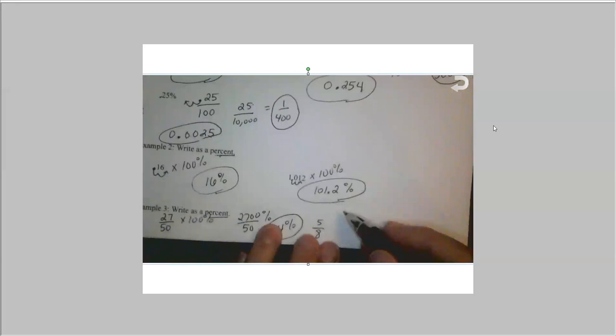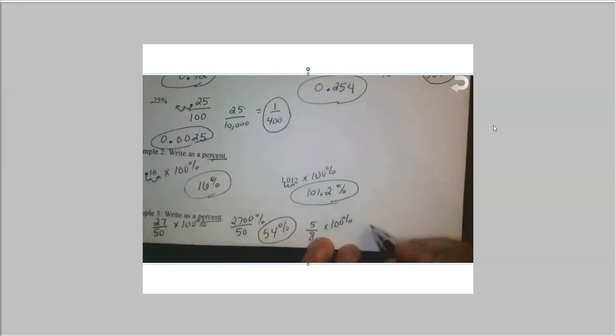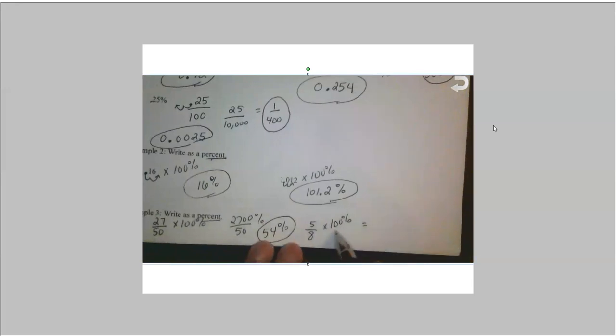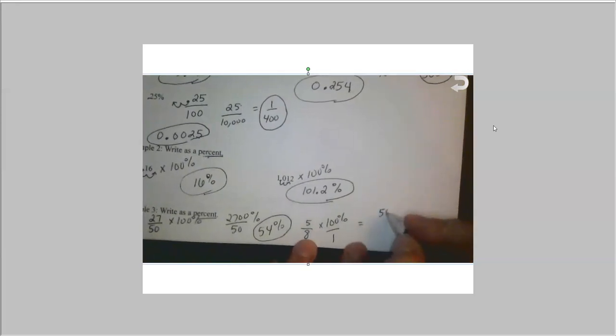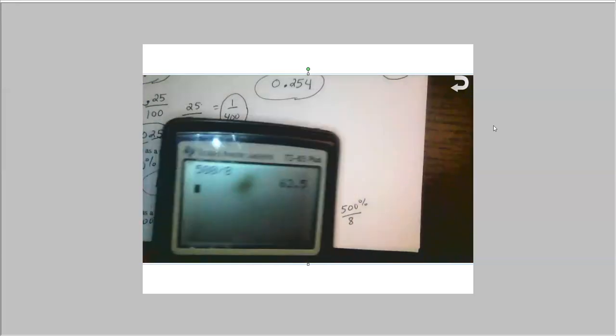I have a fraction and I want a percent, so I'm going to multiply by 100. That would be the same. And remember, when you multiply a fraction times a whole number, just put that over 1, okay? You only multiply the top together and the bottom together. You're not multiplying 100 times the top and bottom. That's not how you do that. So that would be 500% divided by 8. Okay, now let me show you what I get in my calculator.